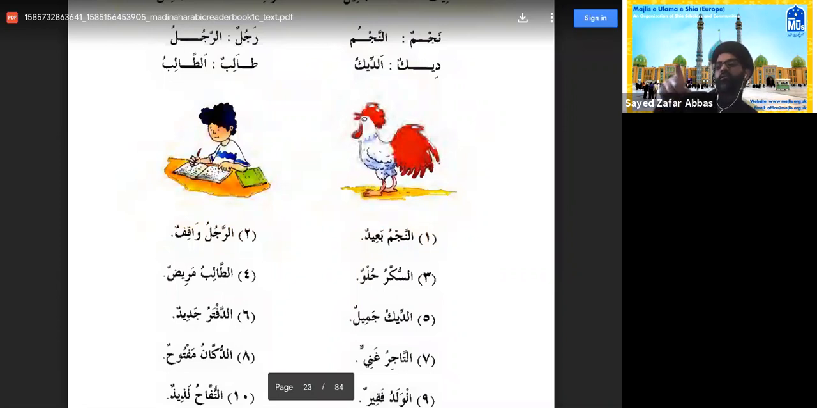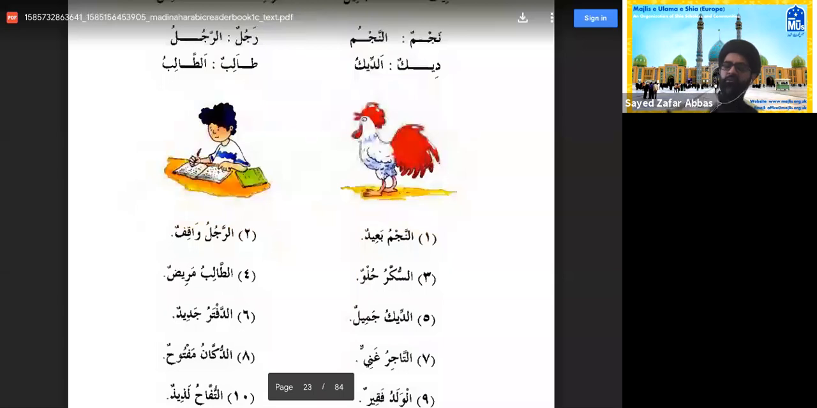So similarly, when we're writing these words, an-najm, ar-rajul, ad-dik, al-talib, we have to write the lam, right? But when we're speaking it, we will not pronounce the lam. How do we find out where we pronounce and where we don't pronounce? That's coming, inshallah, a bit further on in the lesson.